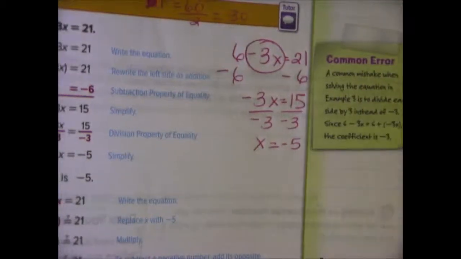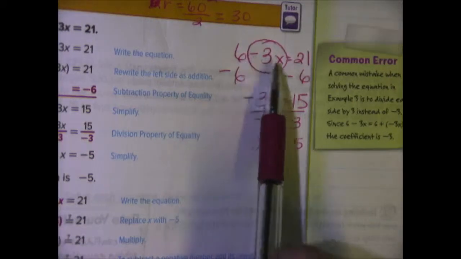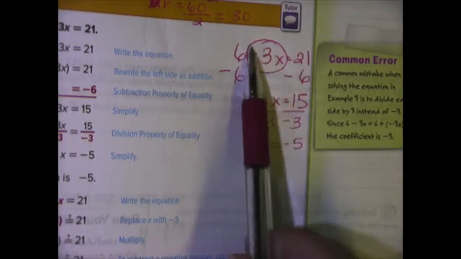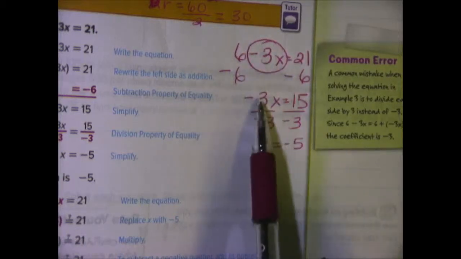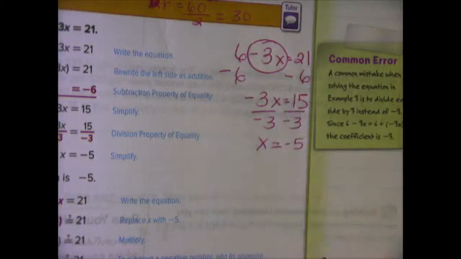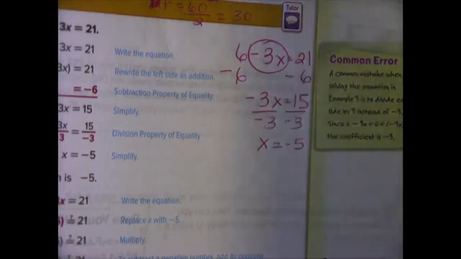Over to the side, it talks about a common error of solving the equation by dividing each side by a +3 instead of a -3. And so that's the reason why they rewrite the left side as addition. I prefer for you not to do that. I want you to be able to see that this subtraction sign makes this a -3x. And so you just circle the -3x so we know we need to get it alone. And once you subtract your 6, you're left with -3x equals 15. For algebra next year, it'll be much better for you if you're able to do it that way. Let's take a look at the problems at the bottom.